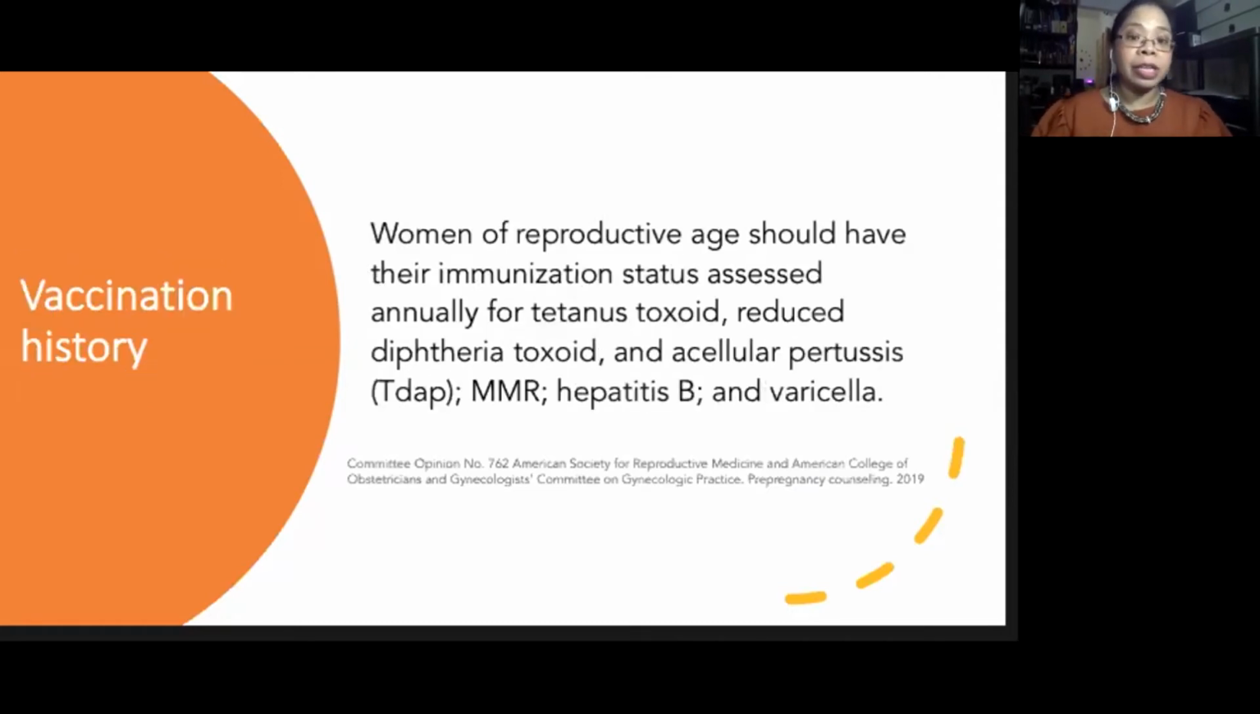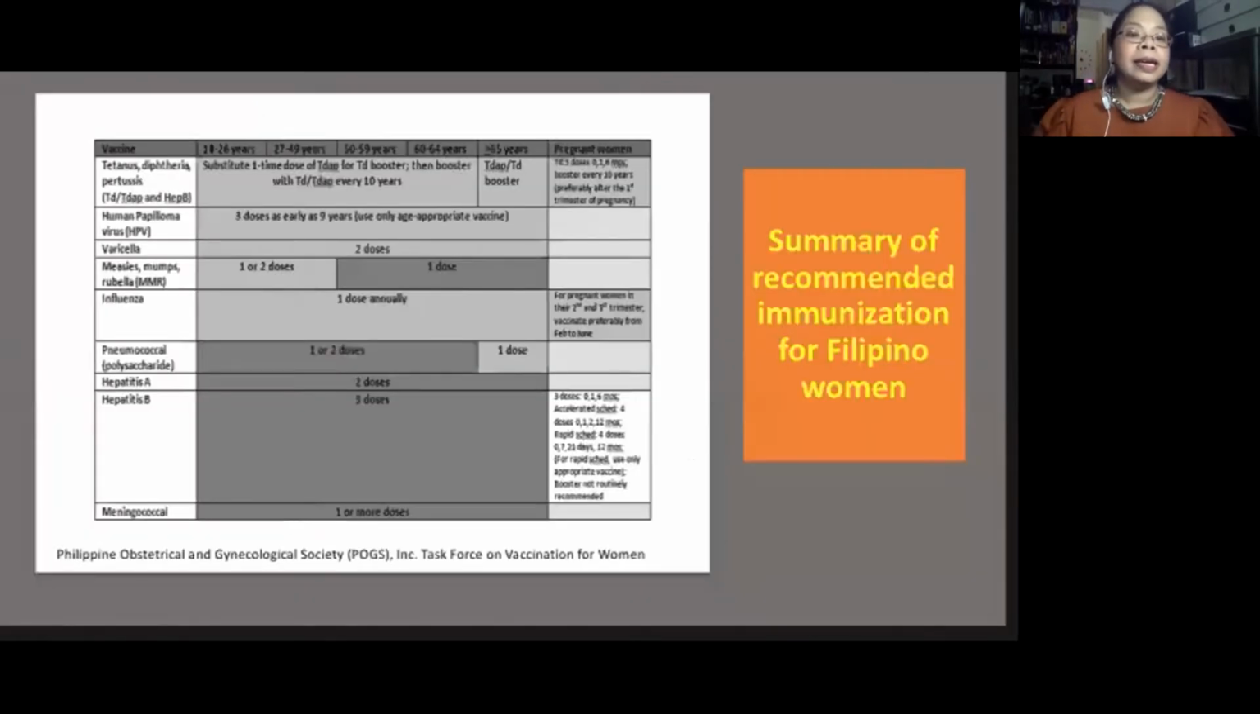Women of reproductive age should also have their immunization status assessed annually for tetanus toxoid, reduced diphtheria toxoid, and acellular pertussis, hepatitis B, MMR, and varicella. This is a table that shows us the summary of recommended immunization for Filipino women.